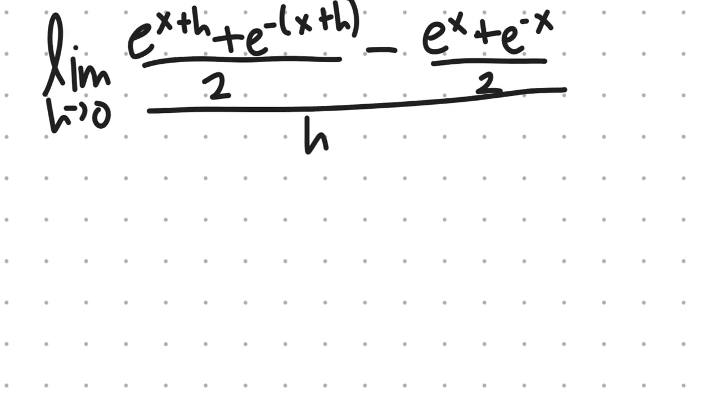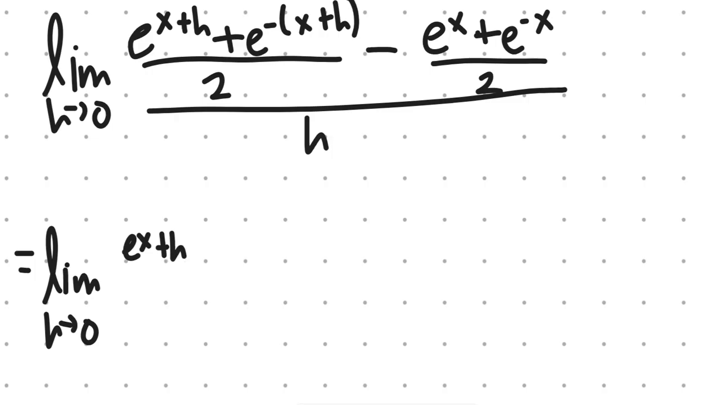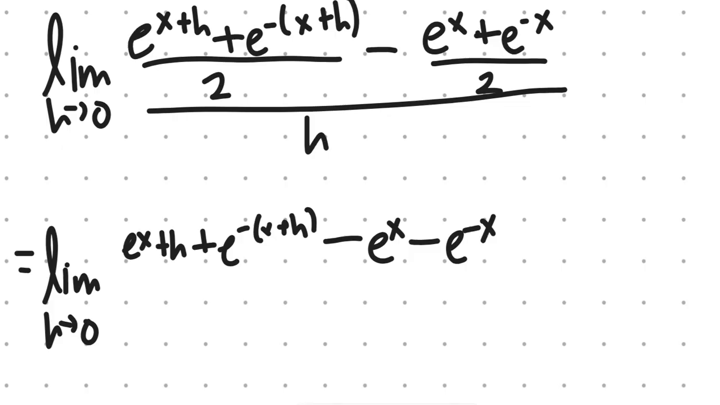Now, since we have the same denominator, we can put it into a unified fraction, which will lead us to having the limit as h approaches 0 of e to the x plus h plus e to the negative x plus h over 2 minus e to the x minus e to the negative x, distributive rule. You see the negative sign in front of the fraction, so we have to use the distributive rule to put it like this, and the whole thing over 2h.